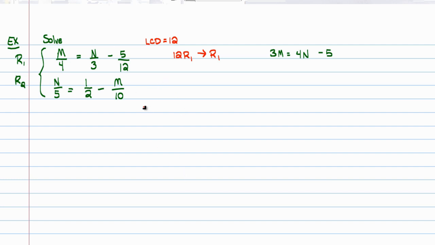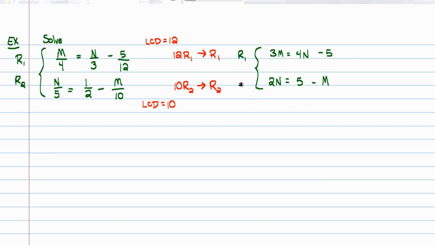Now let's go ahead and do the LCD for row 2, the bottom equation. That LCD is 10. All those denominators in the bottom equation go nicely into 10. So I'll take 10 and multiply it by row 2. That'll become my new row 2. Let's see what happens. If I multiply row 2 of the left-hand side by 10, I'll get 2n. Multiply the 1/2 by 10, I'll get 5 minus m.